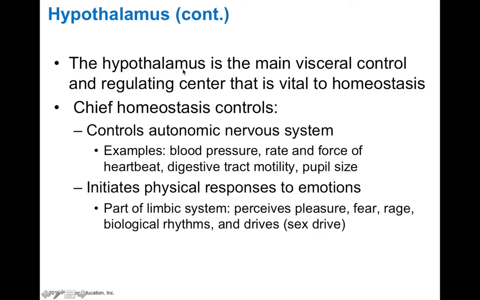Now, in terms of functions, it's the main visceral control center that's vital for homeostasis support. So its chief homeostatic controls are involved with controlling most of your autonomic nervous system, things like blood pressure, rate and force of heartbeat, as well as digestive tract motility or movement, and pupil size. All this is regulated by your hypothalamus.